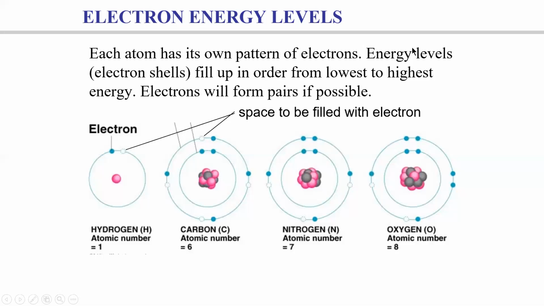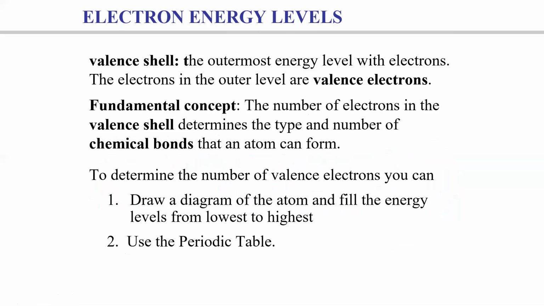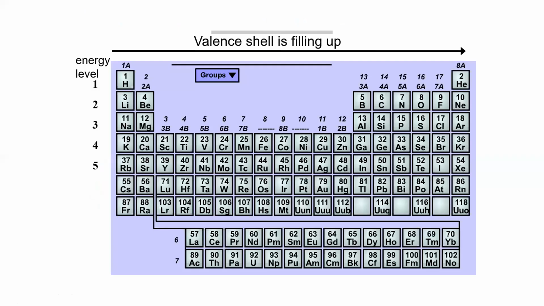Now that we've practiced filling up the electrons in the energy levels, we want to talk about why it's important. So we want to define the valence shell. The valence shell is the outermost energy level that has electrons in it. And the electrons that are in that outer level are called the valence electrons. So let's go back and practice a little bit.